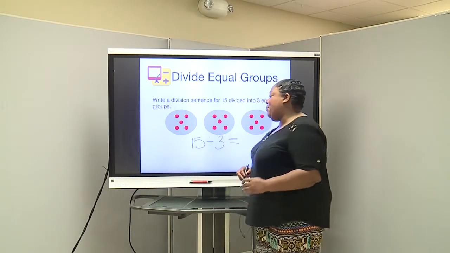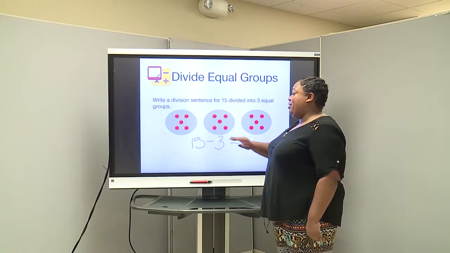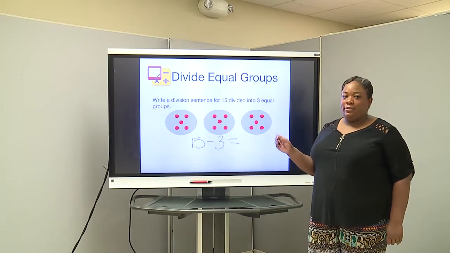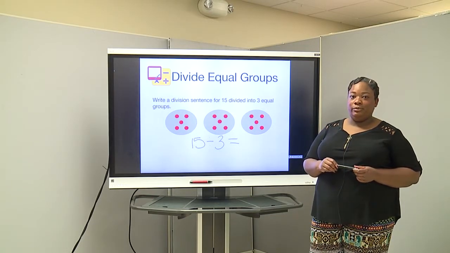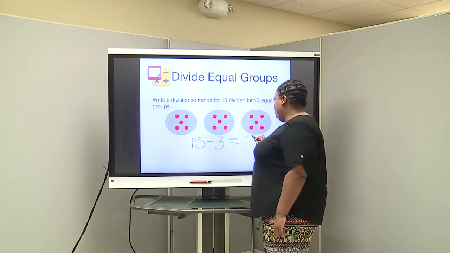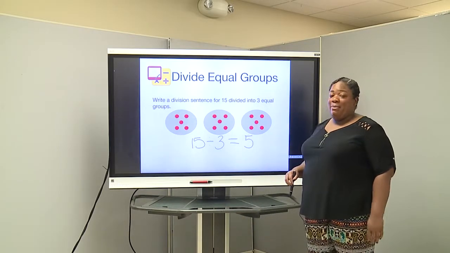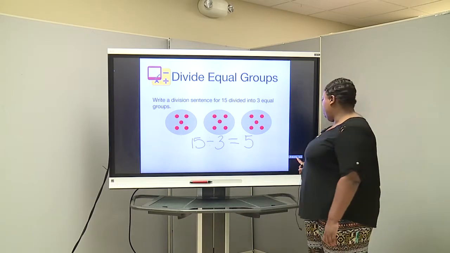So right here our formula is the total divided by the number of groups equals the size of the group. And what is the size of the group in this picture? It's 5, because there are 5 circles in each group. So 15 divided by 3 equals 5.